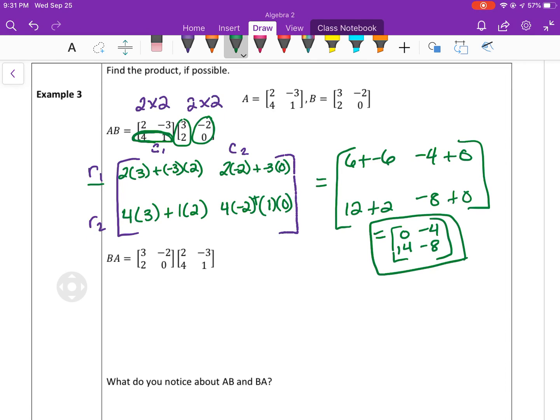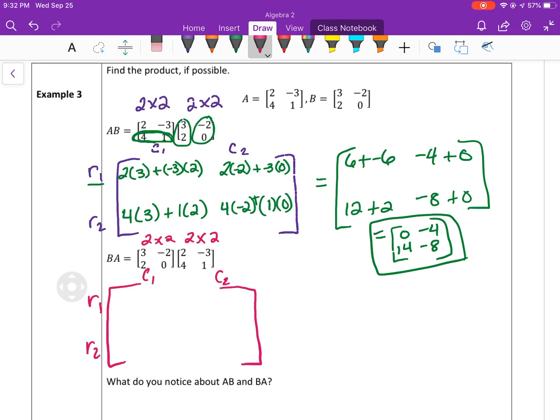So let's try it one more time, but this time we're going to do B times A. Again, we have a 2 by 2 and a 2 by 2. So our answer will be a 2 by 2 matrix. We'll have 2 rows, and we'll have column 1 and column 2 as well. Now, this just helps me organize my thinking.